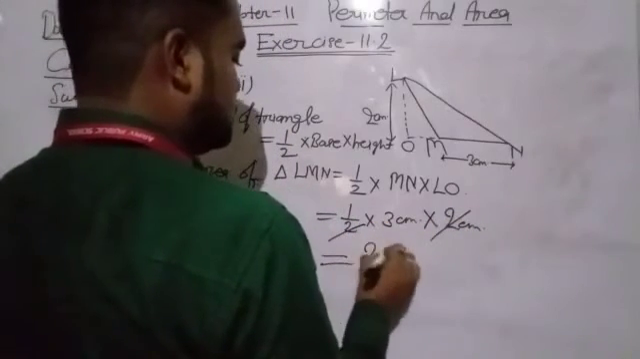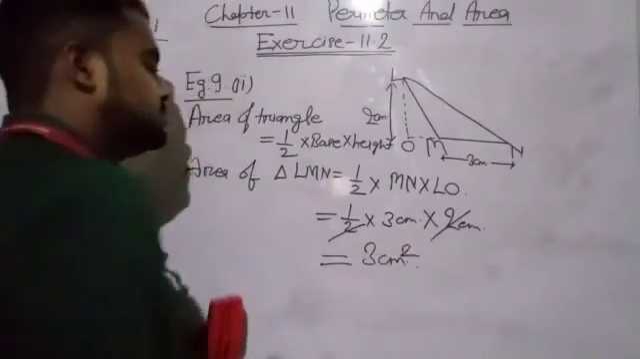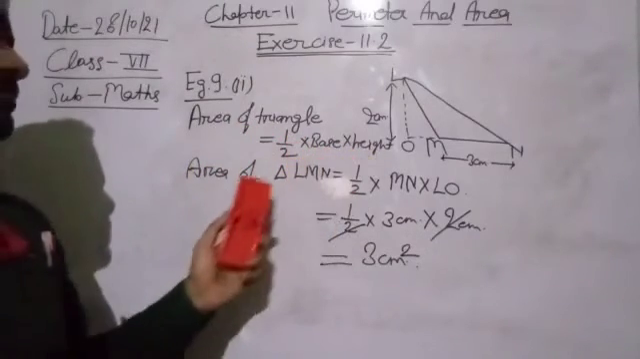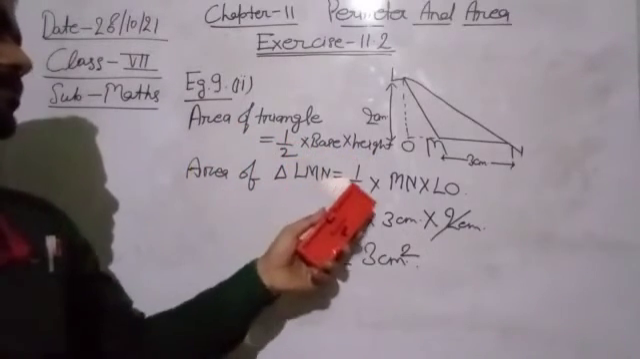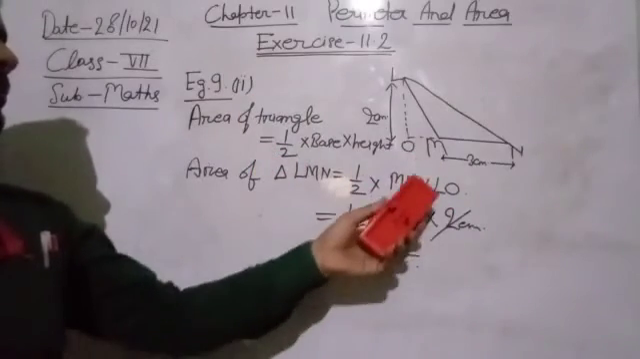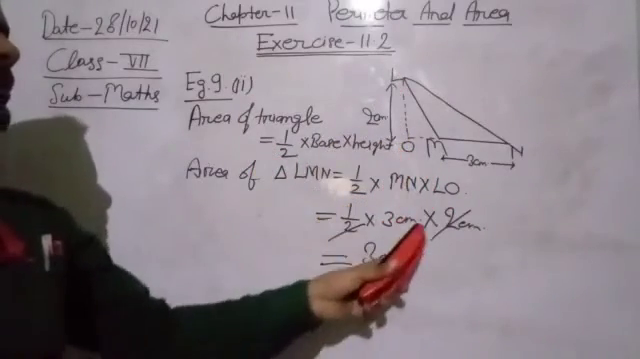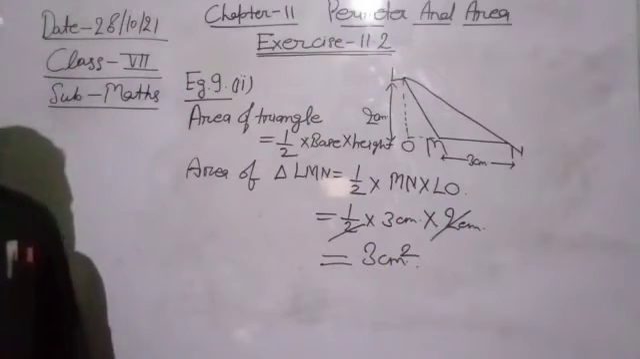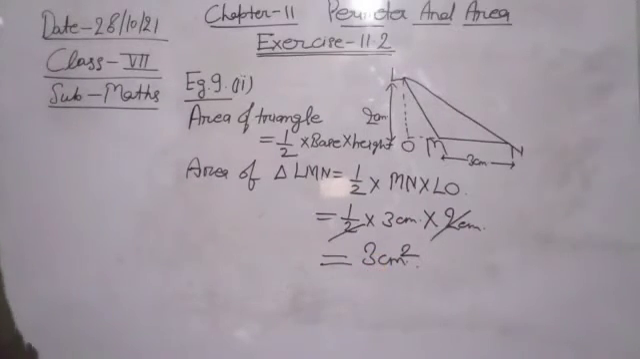Now 3 centimeter square. Area of triangle is equals to 1 by 2 base into height. So area of triangle LMN is equals to 1 by 2 MN into LO. So MN is of 3 centimeter. So LO, that is perpendicular height, is of 2 centimeter. So 3 centimeter square is the final answer. That is area of triangle LMN. You can now note it down.